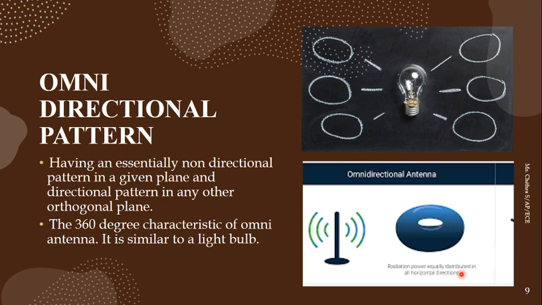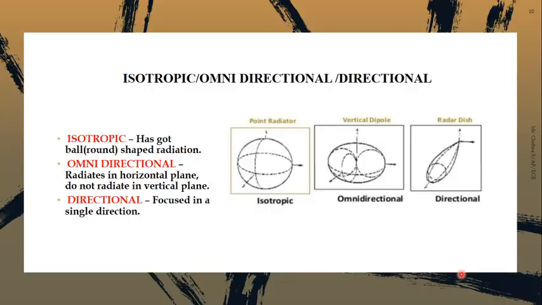An example of an omnidirectional pattern is a light bulb. The light bulb has radiation. If you switch on the light bulb, we can see that it has intensity. It glows only in the horizontal axis. It will not throw light in your vertical axis. So this is an example of an omnidirectional pattern.